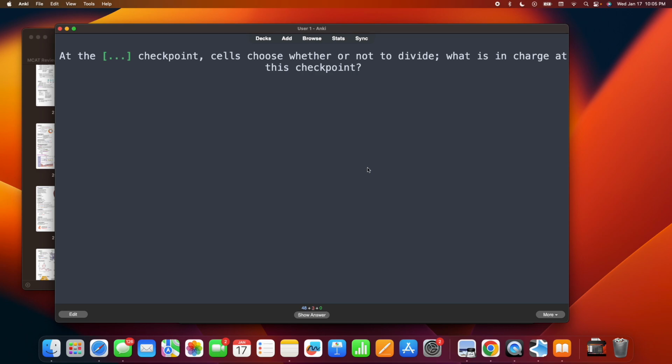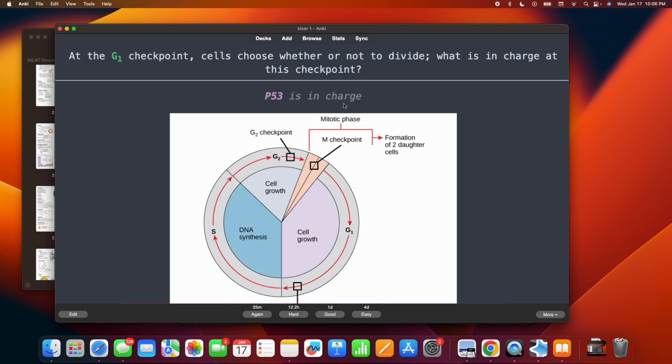At what checkpoint do cells choose whether or not to divide? That is the G1 checkpoint, right? And P53 is in charge.